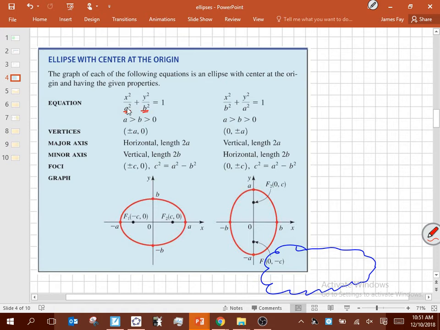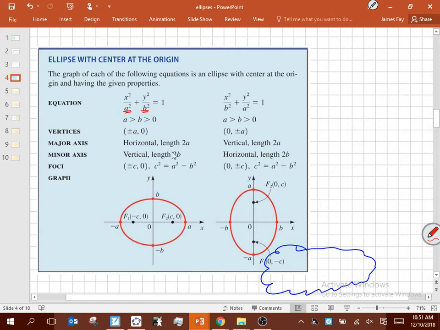Your vertices are always at the square root of that largest denominator. All right, and then your minor axis endpoints are going to be at the square root of that smaller value.